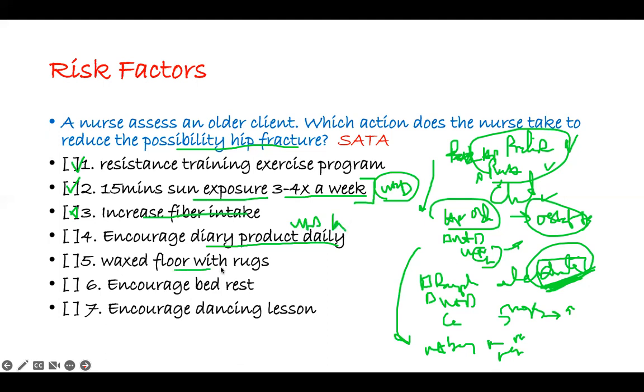Waxed floor with rags. Well, you want to prevent falls, because they are elderly, their bone is not good. They may have osteoporosis, which you're trying to prevent, and so you don't want them to fall and break their leg. Wax floor is too smooth, and rags too will let them trip and fall. So this is not good. This is good.